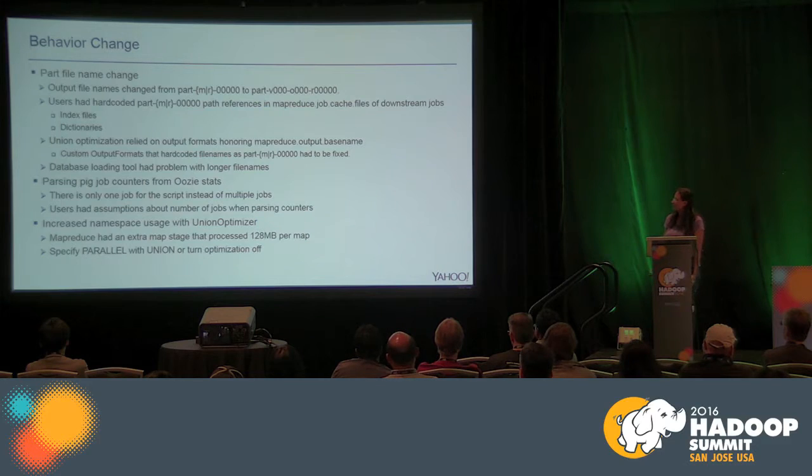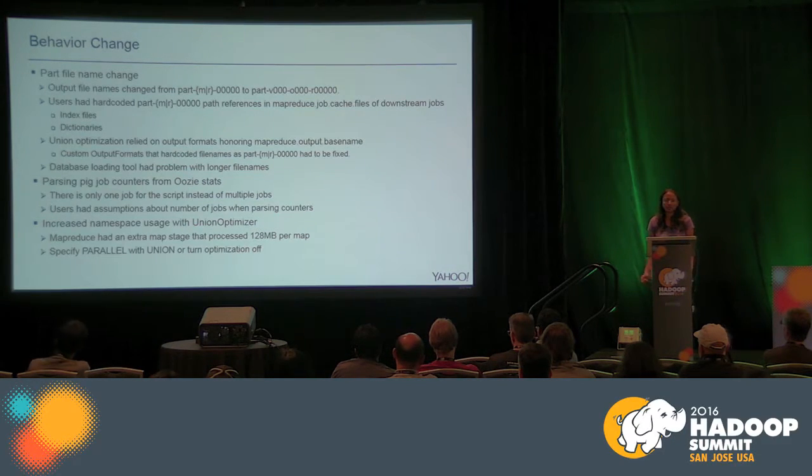So union optimization relied on MapReduce output base name. This is something the file output format uses, and this is what sets the part-m or part-v000 names. This was introduced in Hadoop 2.x, and output formats written before, during the 1.x time frame, were just hard-coding part-m or part-r. So those had problems, and we had to get them fixed. Until they fixed it, we just turned off the union optimization for unknown output formats.